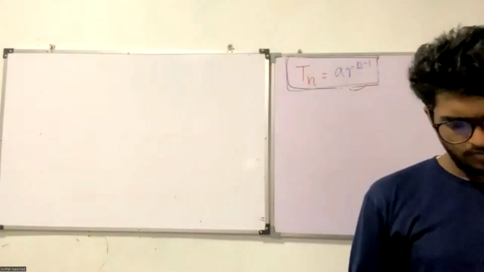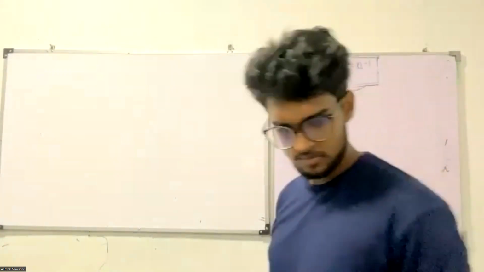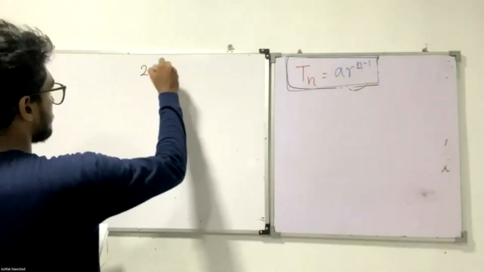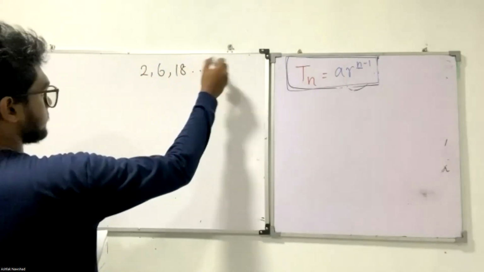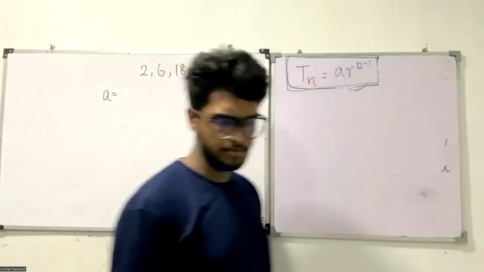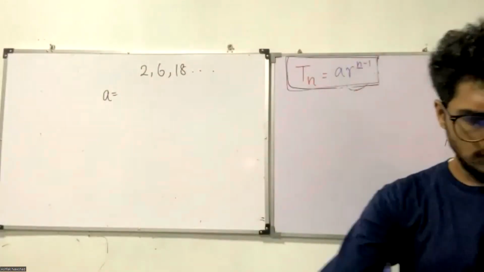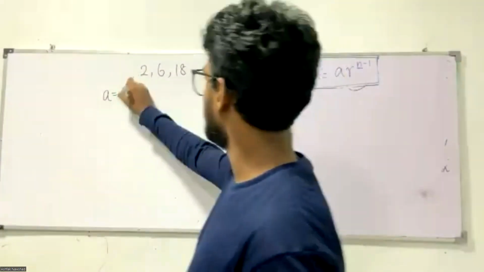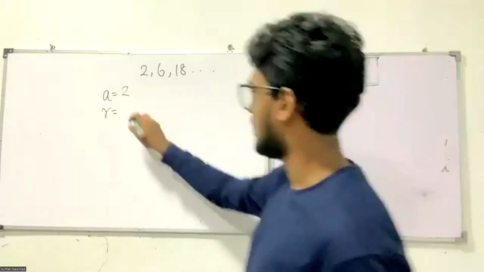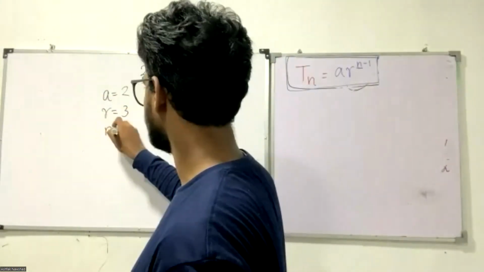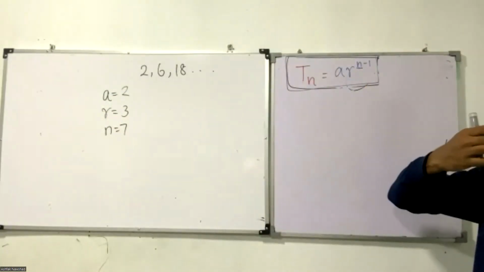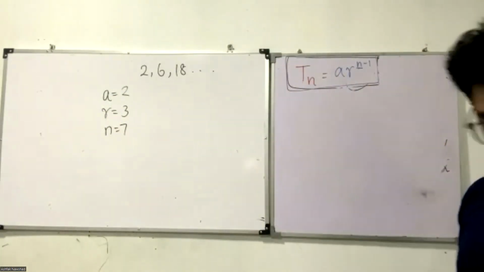Well, find the seventh term. So they are asking for the seventh term, and the progression is 2, 6, 18. So what's A here? A is 2. And what is R here? What's the common ratio? 3. R is 3. And we know N now. They're asking for the seventh term. So we just have to substitute the values correctly here.